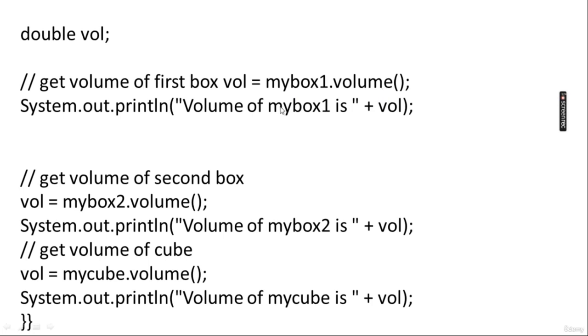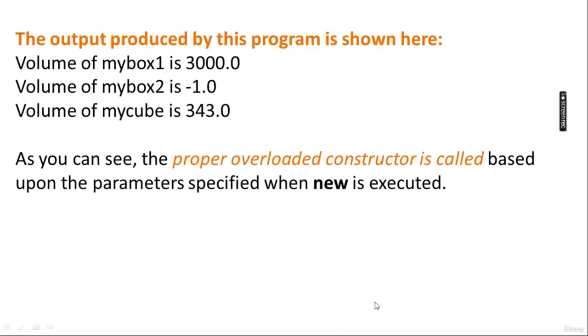My box 1.volume, volume of my box I will display. I will display volume of my box 2. I will display volume of my cube. The output produced by this program is shown here. 3000, -1.0 and 343.0.